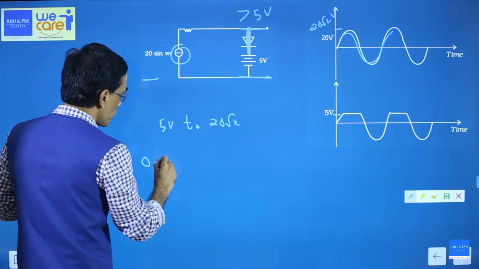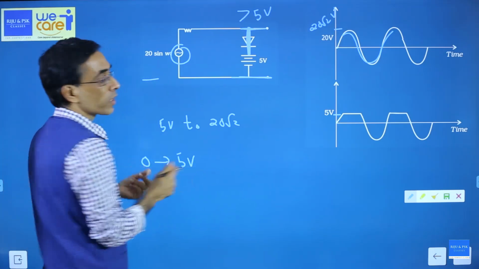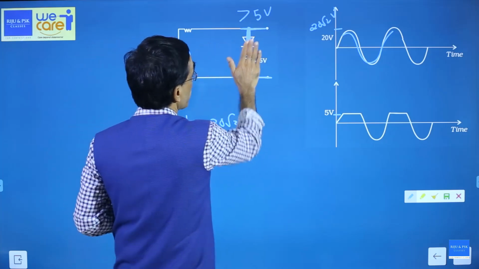See, 0 to 5 volt diode will not conduct. If there is no conduction in the diode, then what happens?